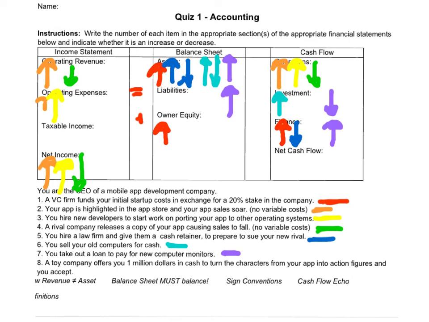And finally, again, this one will be in black. A toy company offers you $1 million in cash to turn the characters from your app into action figures, and you accept. Big boost in revenue, big boost in net income, big boost in cash from operations. And there you go. Here's a quick little explainer to essential question number 1 given on May 2nd, 2012.